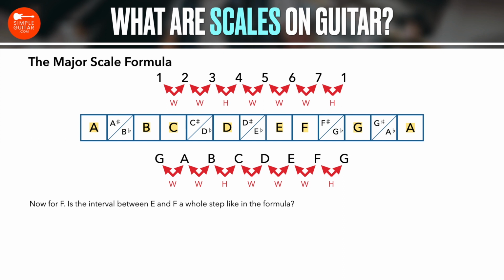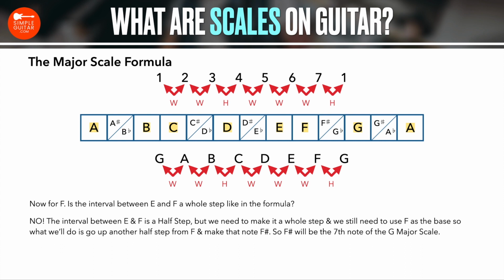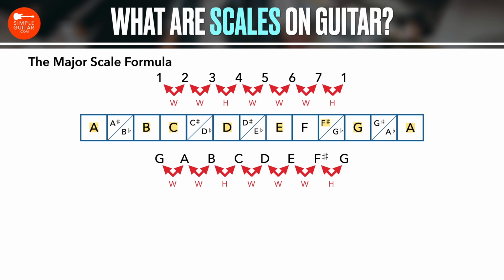Now for F. Okay, here's where we're going to get a little bit tricky. We need a whole step between E and F. So is the interval between E and F a whole step like we need in the formula? No, the interval between E and F is a half step. But we need to make it a whole step, but we still have to use F as the base. So what we're going to do is go up another half step from F and make that note F sharp because we're going higher, so it's F sharp. So F sharp will be the 7th note of the G major scale, okay?